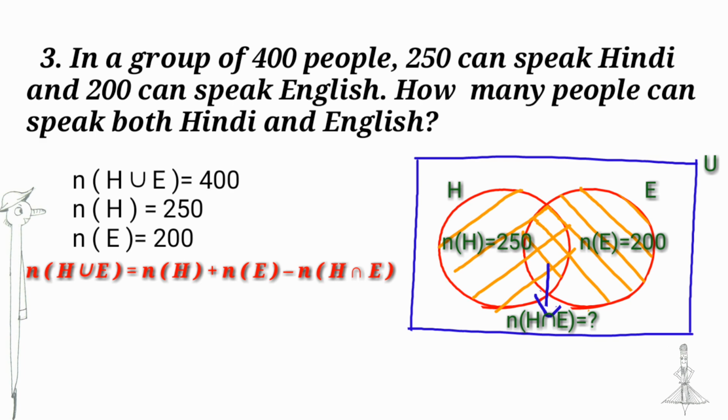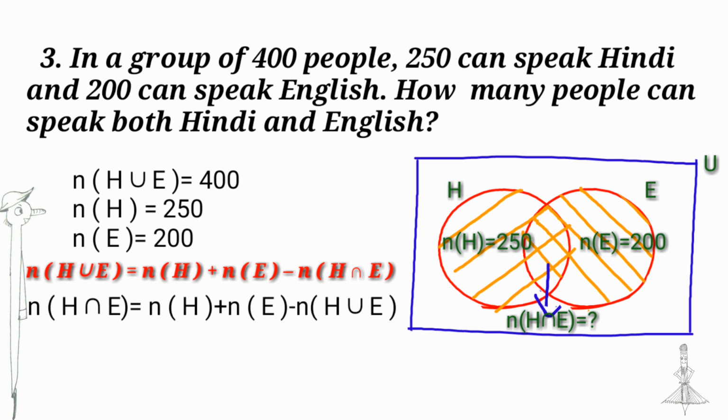Substituting the values in our equation, we get the number of elements in H intersection E is equal to 50. Thus, 50 people can speak both Hindi and English.